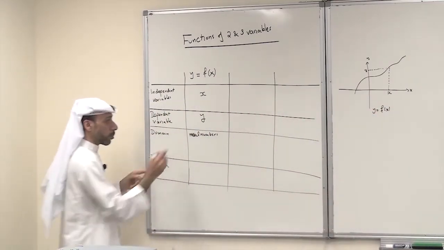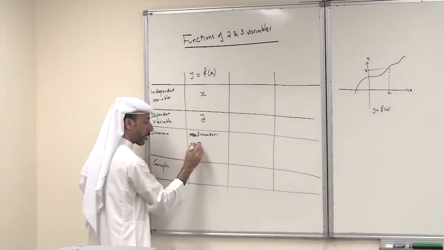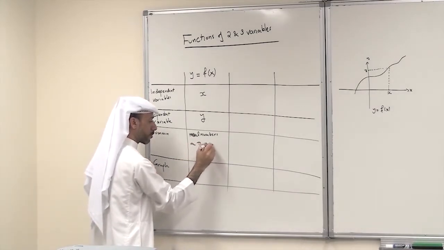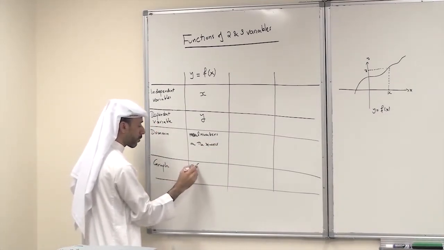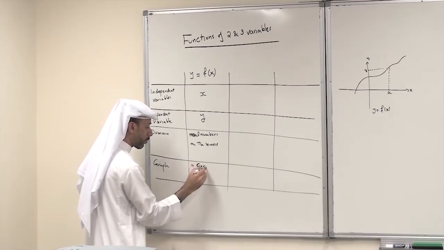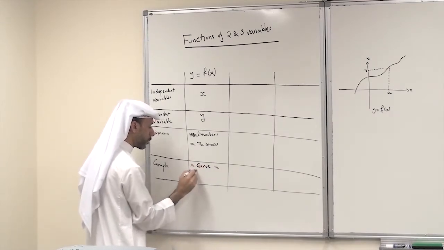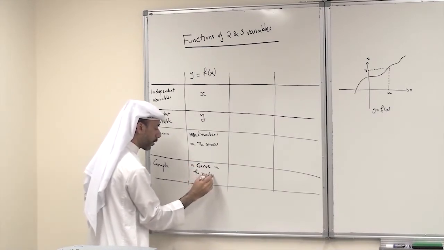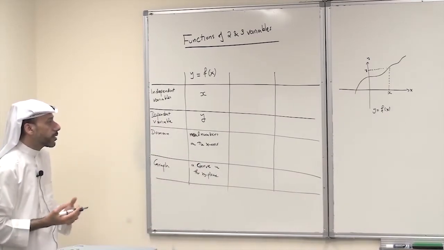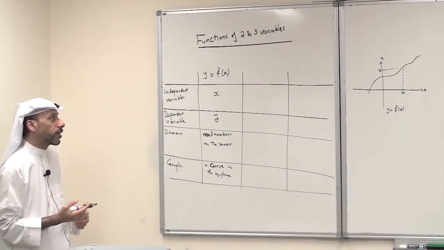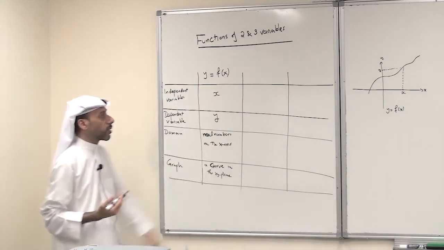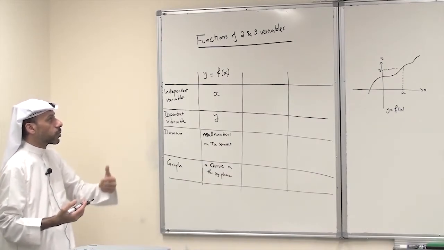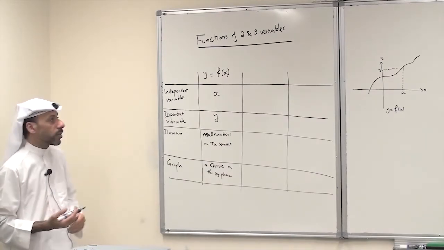Now the domain will be real numbers, usually on the x-axis, and the graph will be a curve in the xy plane. This is what is called functions of one variable, one independent variable x. In fact, in mathematics, we have also functions of two variables.